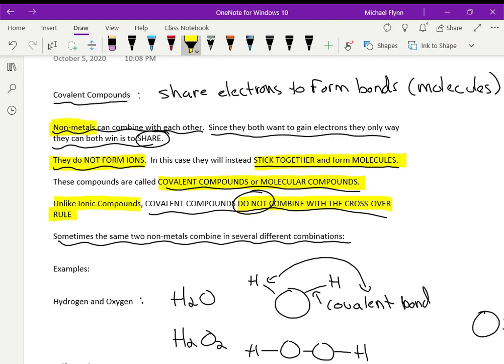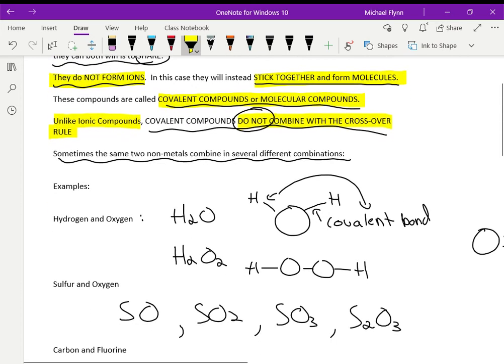In fact, they combine in several different combinations, and I'm just going to give you a few examples of that. Let's take our old favorite, water. Water is a combination of hydrogen and oxygen, in a ratio of 2 to 1. There's 2 hydrogens, there's 1 oxygen, right? So when the hydrogen shares its electron with the oxygen, they form a bond, a sharing bond, and they stick together and form a molecule.